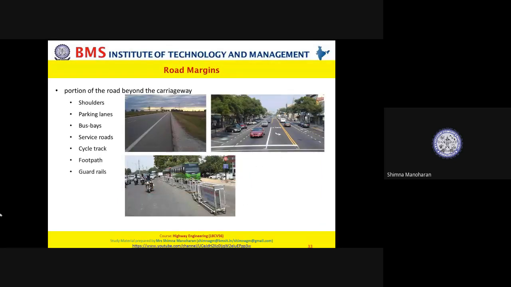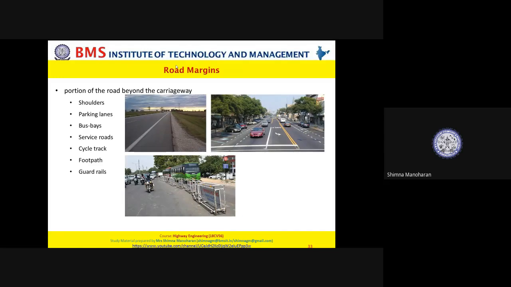Okay. So next we have the road margins. Road margins are the portion of the road which is beyond the carriageway. So this is the carriageway, whatever is beyond this. Carriageway is nothing but that portion of the road where the vehicles are being carried. So the portion of the road beyond the carriageway is nothing but road margins.